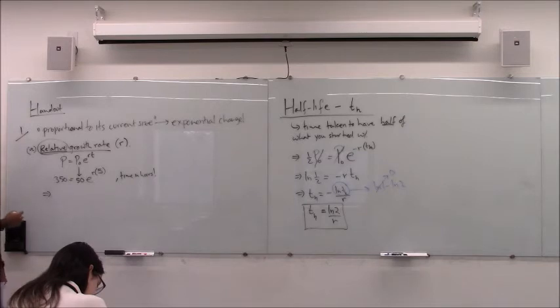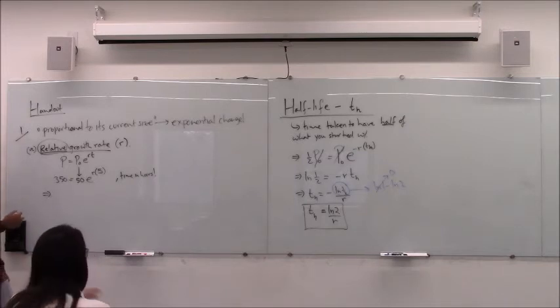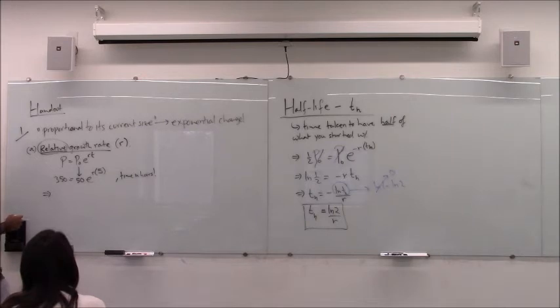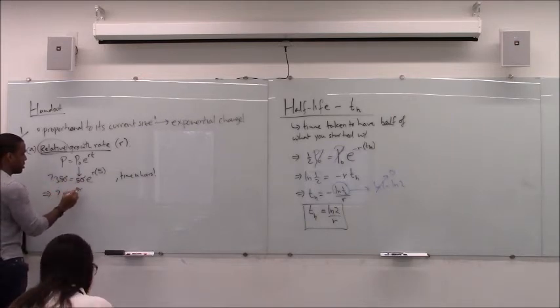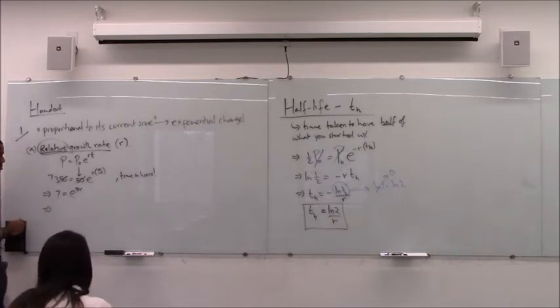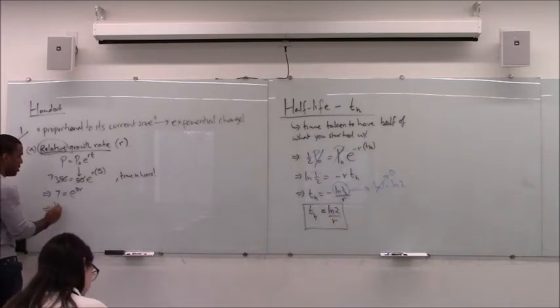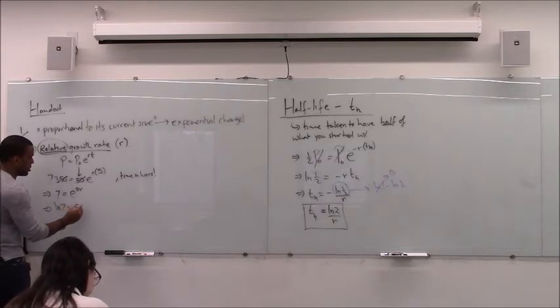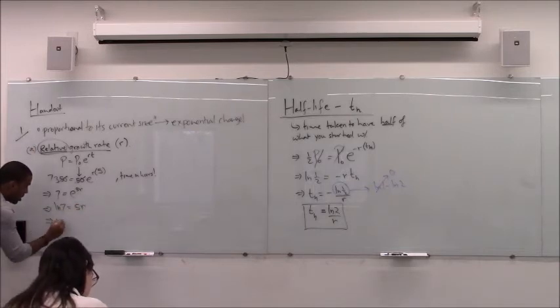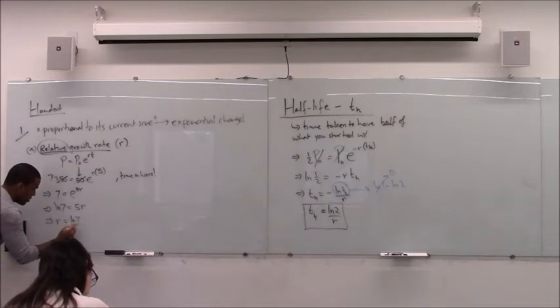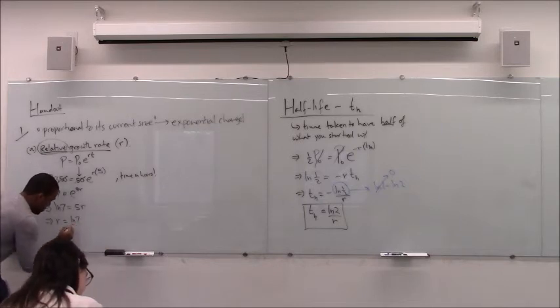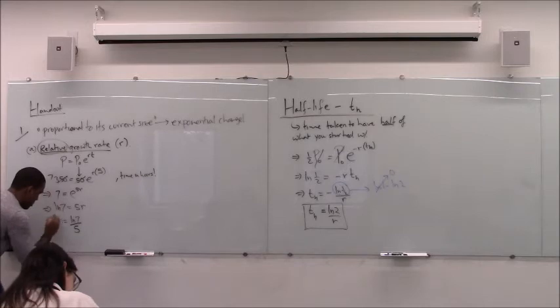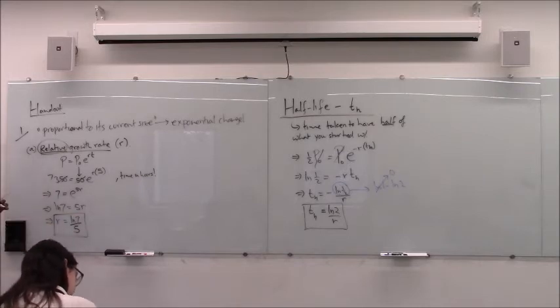How would I solve this for r? So we get to this equation. You can divide both sides by 50. That's 7 equals e to the 5r. Now just use ln. Use logs to get rid of exponentials. And so your r is equal to ln 7 over 5. It's a weird 5, but that's ln 7 over 5. That's your relative growth rate.